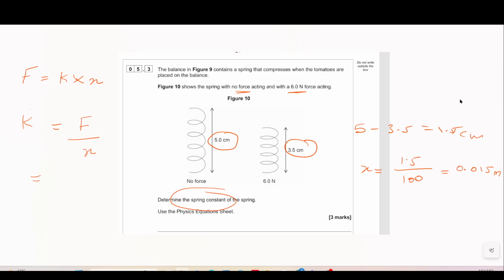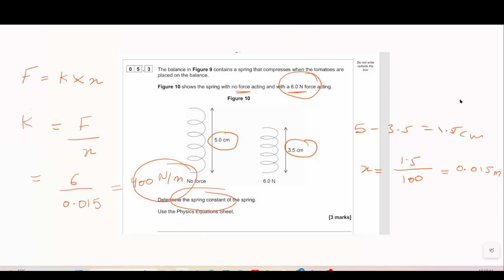So the force is 6 newtons. So 6 divided by 0.015 equals 400 newtons per meter. Absolutely correct. Very good.